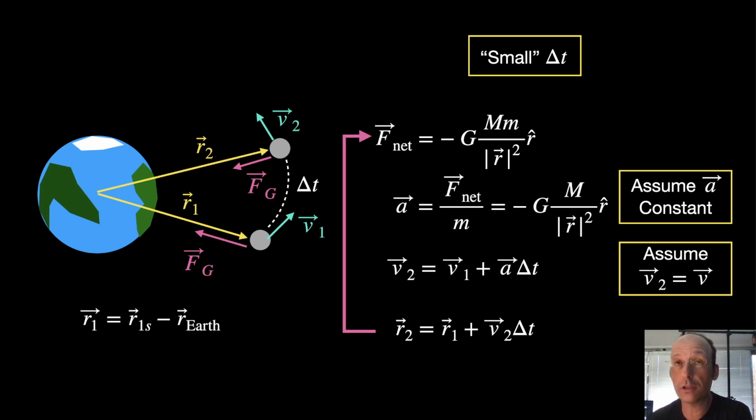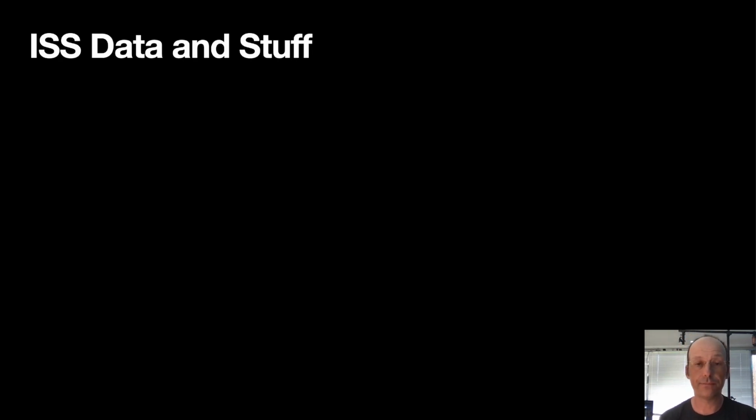If we do this for a short time interval, I can do it again for the next time interval. I can do it again for the next one after that. So I can just break this into a bunch of small time intervals and just keep doing this for as long as I want and model the motion of a spacecraft near the Earth.